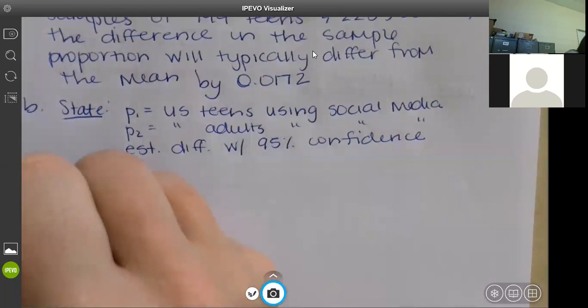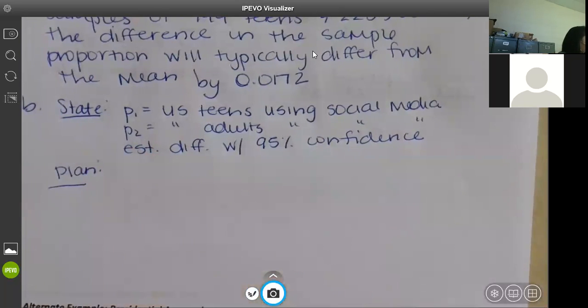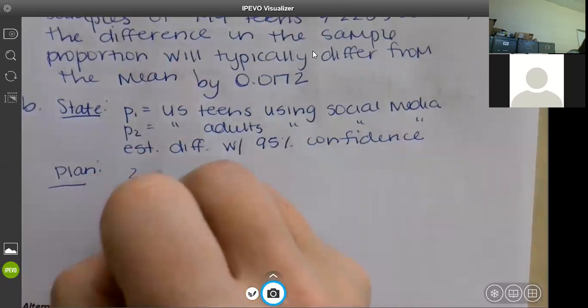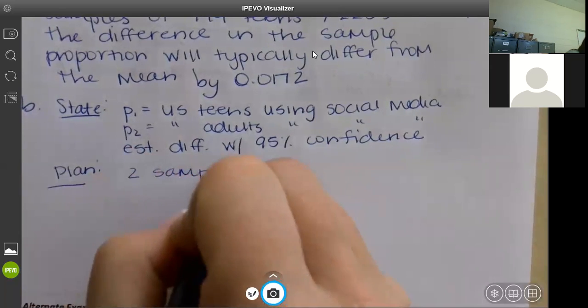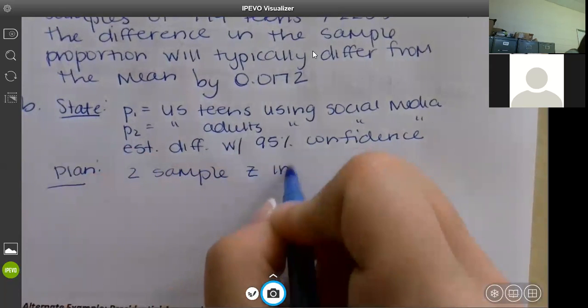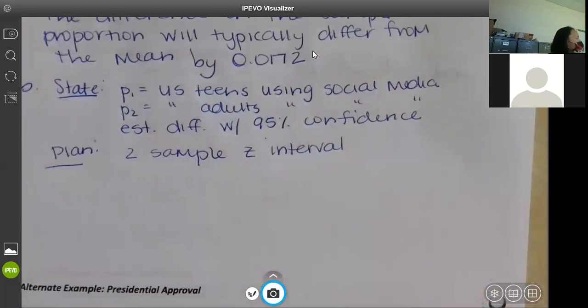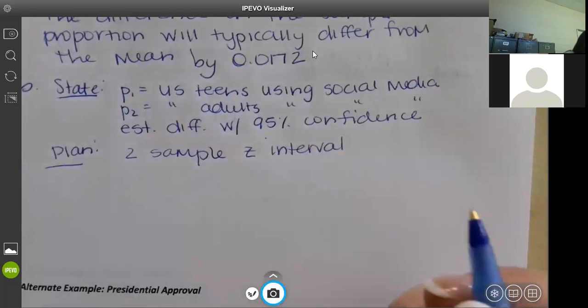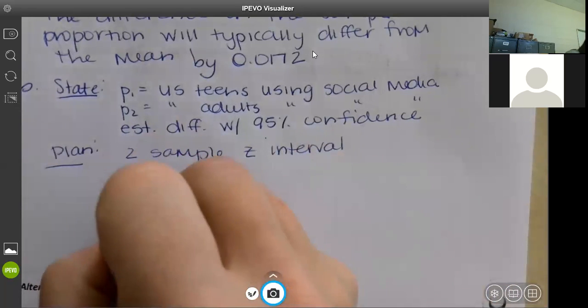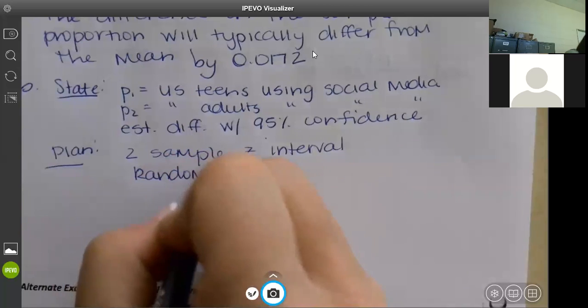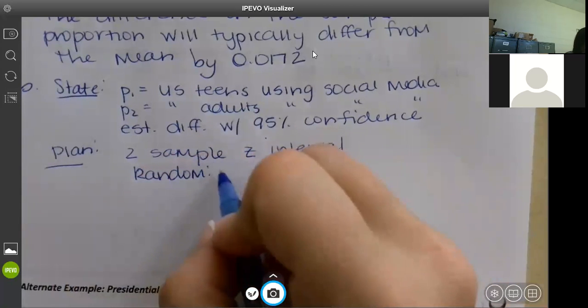The plan never changes. We want to do a 2 sample Z interval for proportions. I'm just going to put 2 sample Z interval. Then what else goes in your plan? Your conditions. Our conditions are random. Is it random? Yeah, how do you know? It was stated.